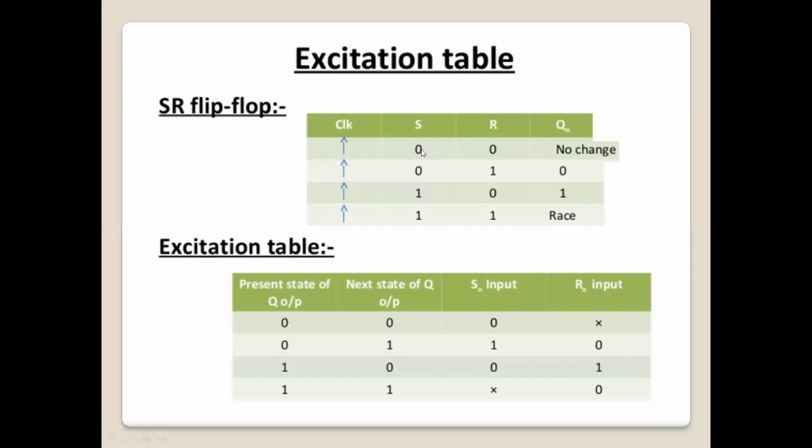Here S equal to 0 and S equal to 1, so S is changing. So we can take it as X, don't care. And what about R? R is 0 here, R is 0 here. So R is common, that is 0. So this is the excitation table of SR flip-flop.